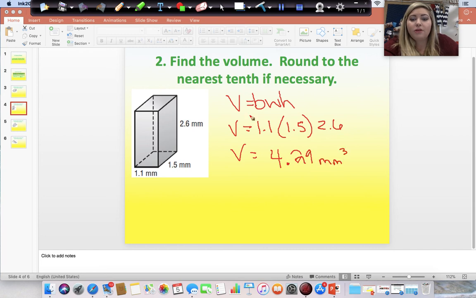millimeters cubed. Now, up here it says round to the nearest tenth if necessary. Remember, when you are rounding to the nearest tenth, you need to underline the tenths place and look back at the number behind it. If that number is a 5 or higher, then you bump the tenths place up. If it is a 0 to 4, you would leave it alone. So it's going to be bumped up to 4.3 millimeters cubed.